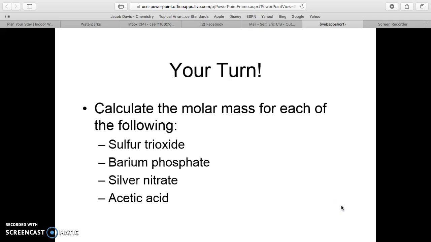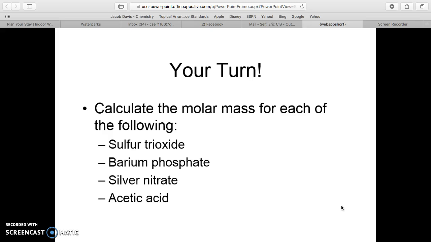So what I've got here is some for you to practice. These are not hard. Sulfur trioxide, you should be able to come up with that formula on your own, so I'm going to let you do that. Barium phosphate, silver nitrate, and then acetic acid. Acetic acid is commonly referred to as vinegar, and I think we've talked about that in the past as well. While you're calculating the first three, I will give you a moment to do that.